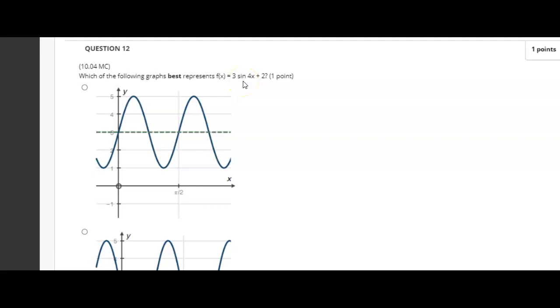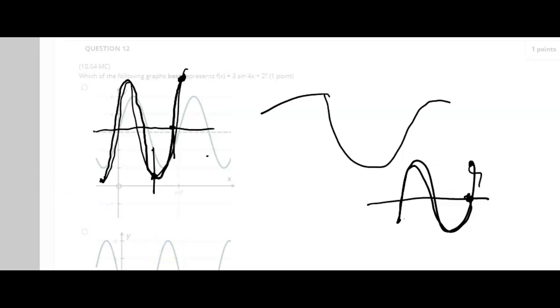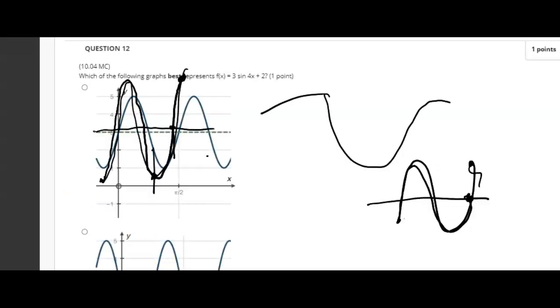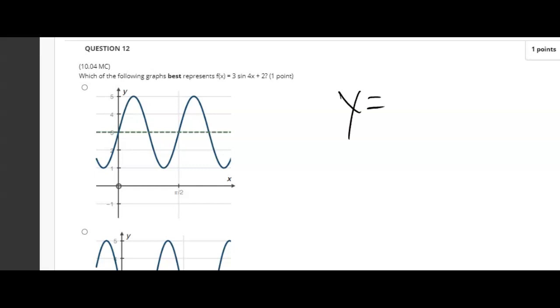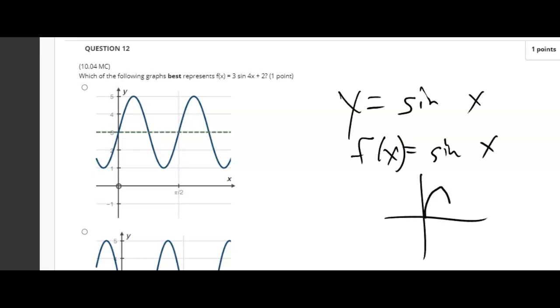The parent function would be y equals sine of x, or f of x equals sine of x. And we know sine of x will look like that. So that's the parent function where the period is 2 pi and the midline is 0 and the high and low are 1 and negative 1. So what do these values do to the parent function, the 3, the 4, and the plus 2?